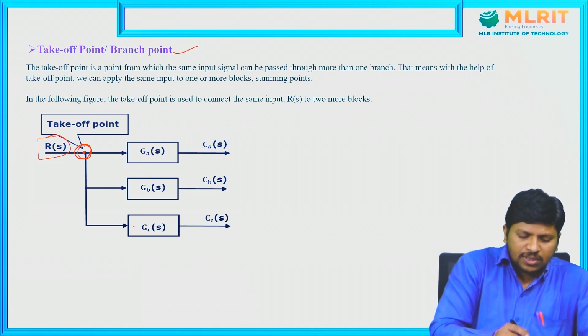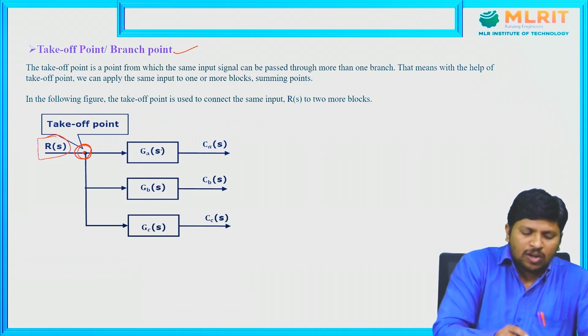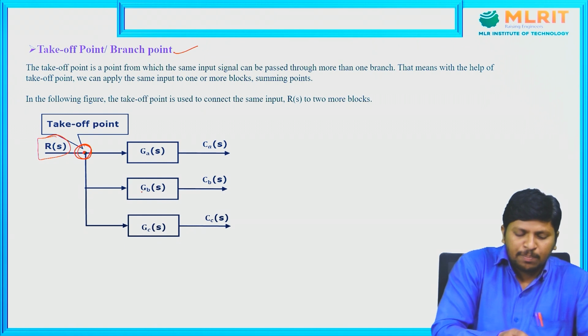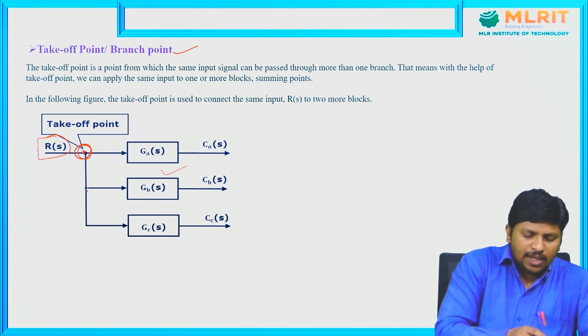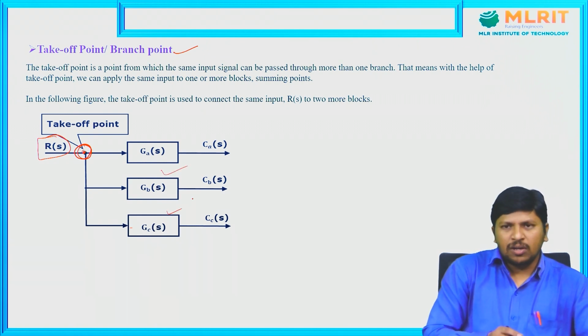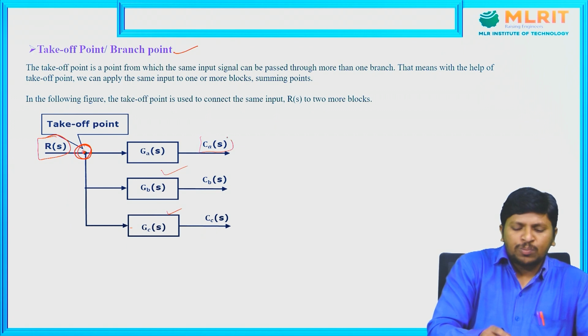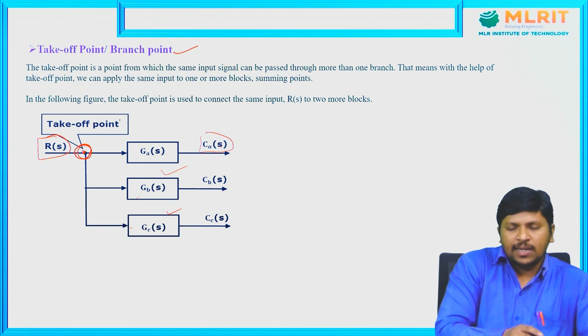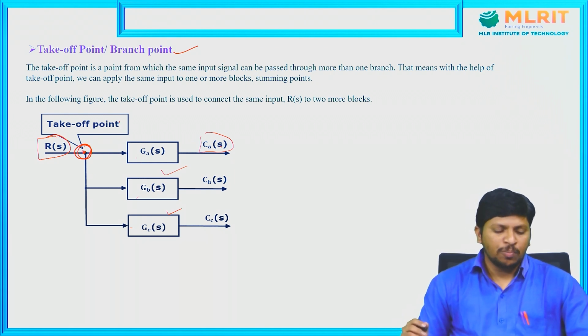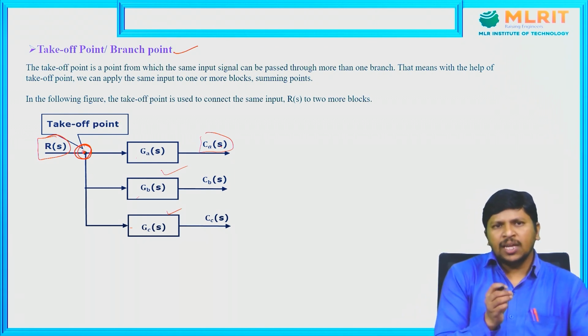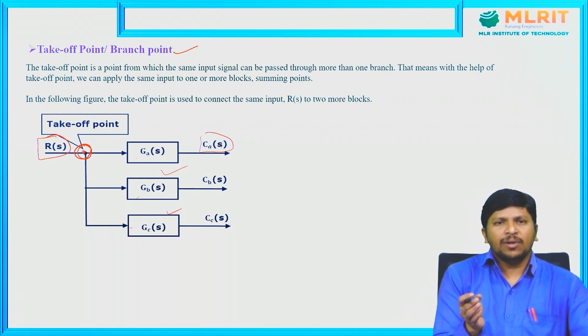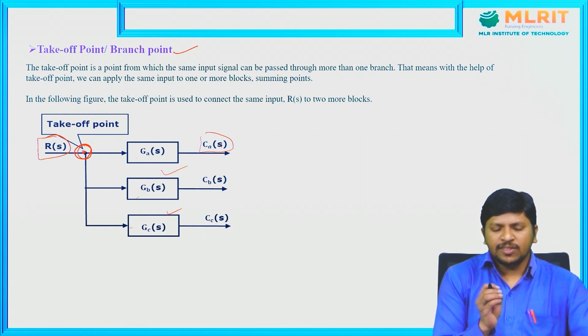Here we are using blocks. The same signal is applied to the first block, G1, and again to the second block, and the same signal is applied to the third block, right? We get the respective output for each block. This is the use of the take up point. By using the take up point, we give the same input to more blocks or more summing points.